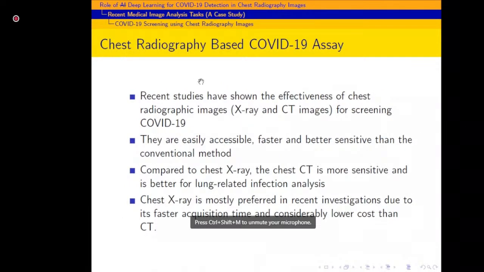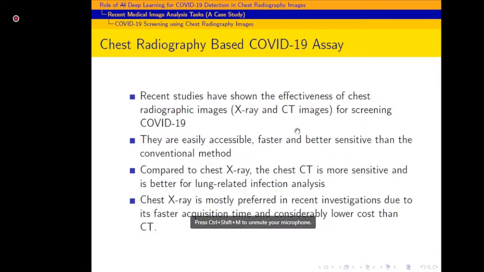Soon after this COVID pandemic, the researchers showed the effectiveness of chest radiography images, mostly X-ray and CT images, for identifying COVID-19, because they were able to find some radiological indications in the X-ray and CT images of the COVID-19 patients and the healthy patients.